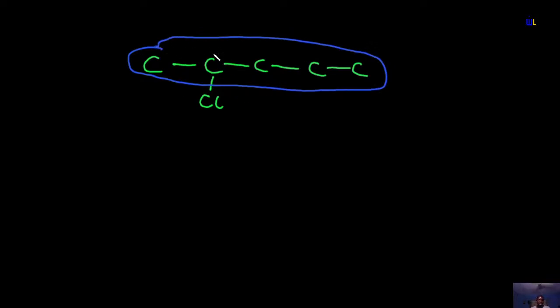Then the next rule is to allocate locants. This is 1, this is 2, this is 3, this is 4, this is 5. Then what is the parent's name? The parent's name is going to be 1, 2, 3, 4, 5 carbon atoms. Because it's single bonds and no functional group, this is going to be an alkane. So what is this going to be? This is pentane.